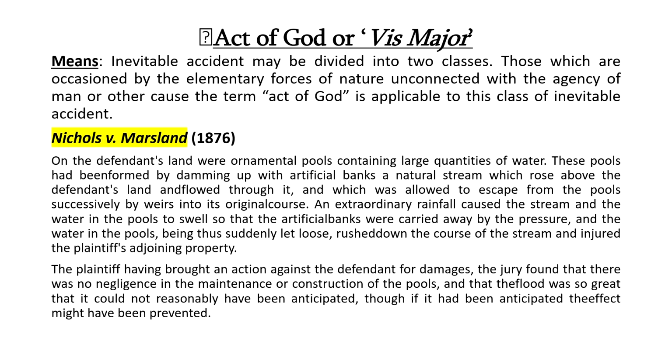So, it means, as is explained, inevitable accident may be divided into two classes: those which are occasioned by elementary forces of nature unconnected with the agency of man or other causes, and the term act of God is applicable to this class of inevitable accident. So, act of God is also a class of inevitable accident, but here it is not directly associated with human agency. It is pertaining to some event which is outside the phenomena or control of human agency, like rain, flood, earthquake, cyclone. So, they are called act of God.